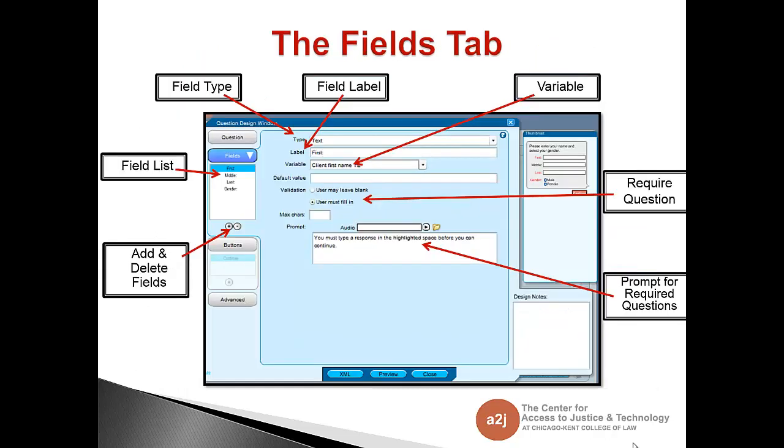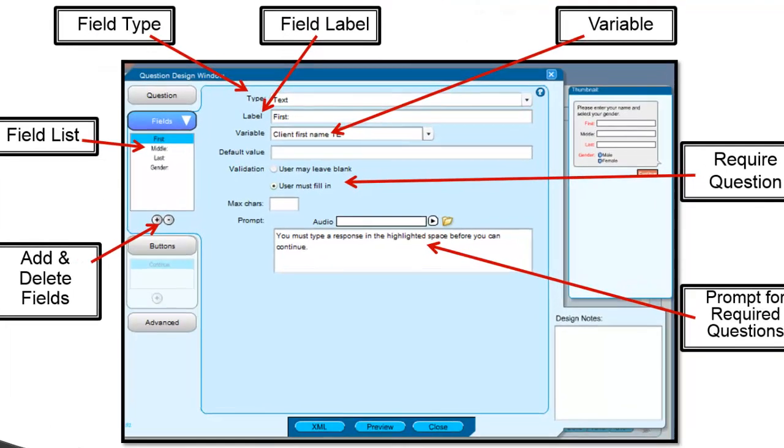The next tab in the question design window is the fields tab. The fields tab lets you set the field type, change the field label, designate a variable for that field. You can require or allow the end user to leave a question blank. You can create and change the standard prompt for required questions. And you can add and delete fields. You'll also be able to see the list of all of your fields here.